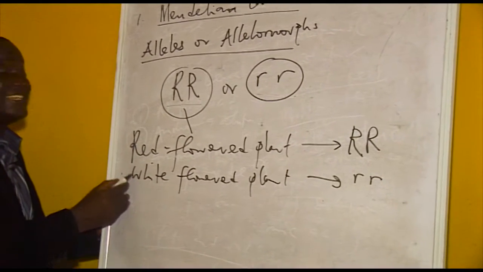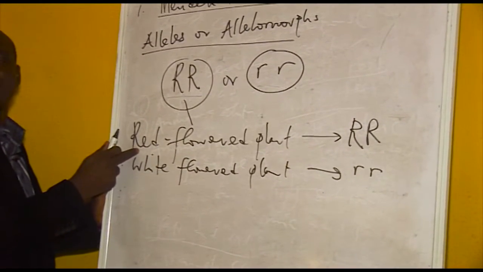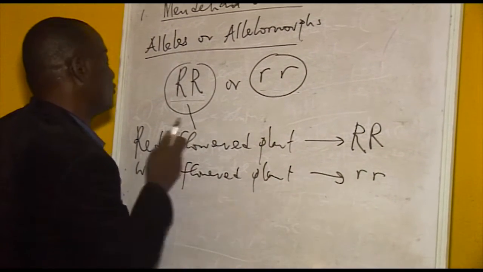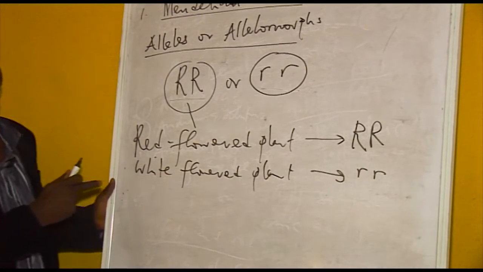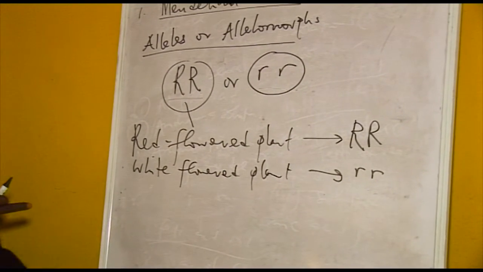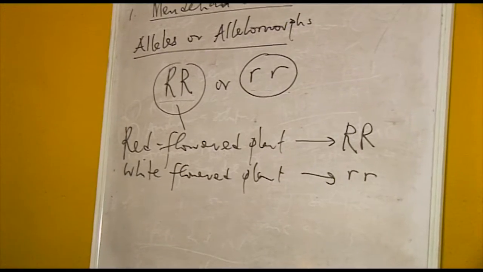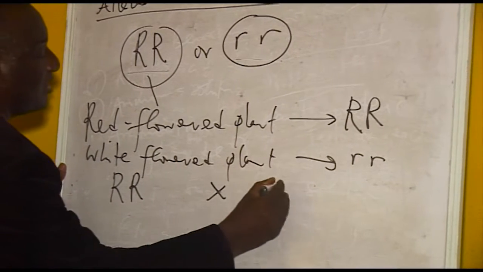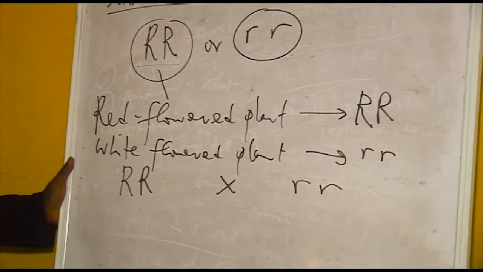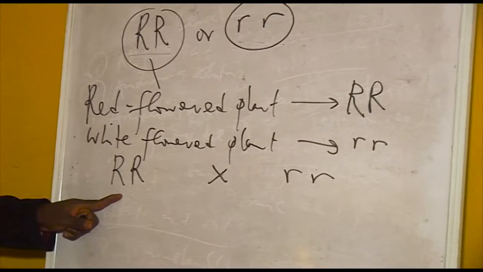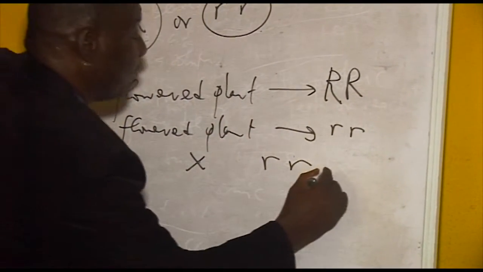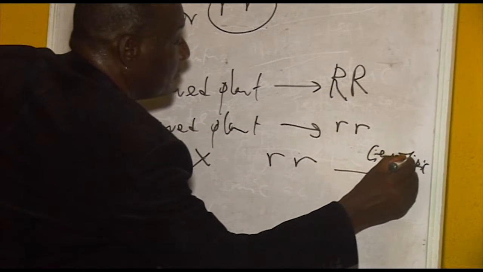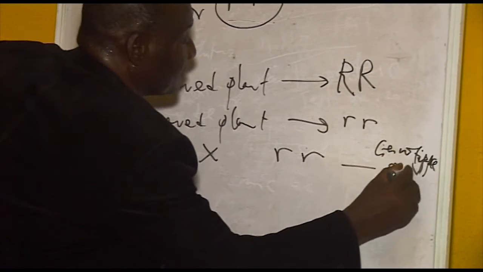In genetics, it is the small letter of the dominant one that will be used to designate the recessive. That is why I'm using small r, which is the small letter of the R that is dominant. If you don't take note of this in genetics, you'll be penalized. So, he crossed a red flower plant with what? A white flower plant. So this represents the genotype of the parents. So the two parents now, we have what? Now this represents the genotype of parents.